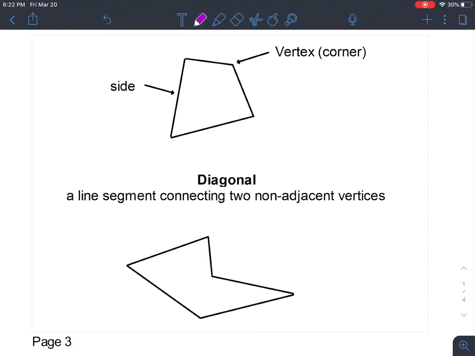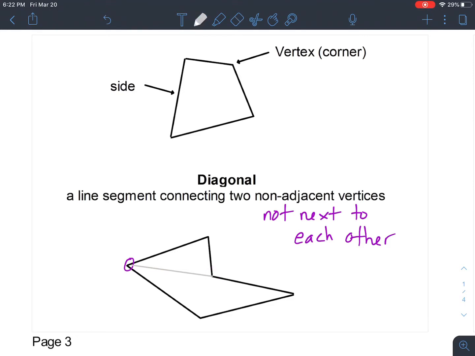And then the next part down here at the bottom: a diagonal is going to be a line segment that connects 2 non-adjacent vertices, so not next to each other. For example, these two are next to each other, so we cannot draw a diagonal to connect those two, but these two are non-adjacent, and therefore I can draw a line that connects them. I think I'm going to do a light gray color. So those two can connect to make a diagonal.